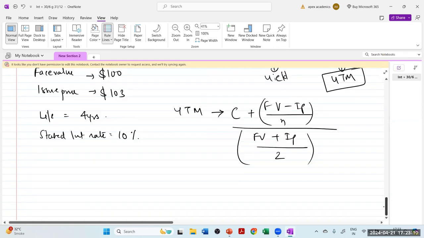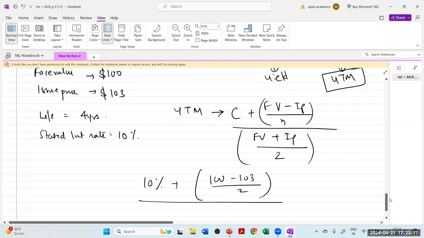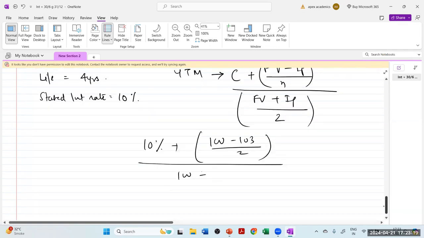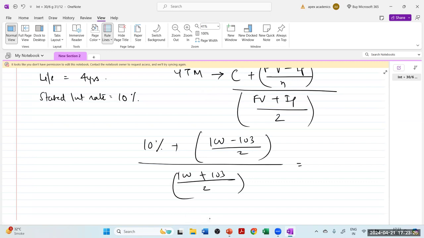Calculate the yield of this one. 10 plus 100 minus 103 divided by 2, the whole upon 100 plus 103 divided by 2. What is the answer? Quickly calculate, please. Oh, sorry. This is divided by 4. N is number of years. नीचे 2 ही रहेगा. 10% तो percent ही है. 10 ही ले.